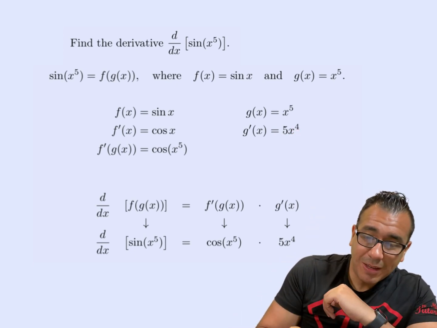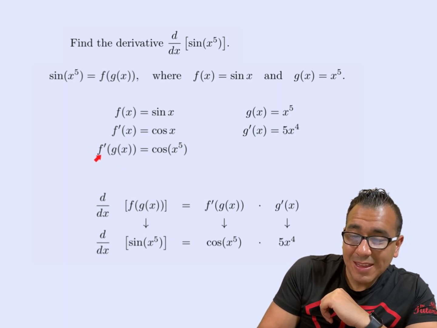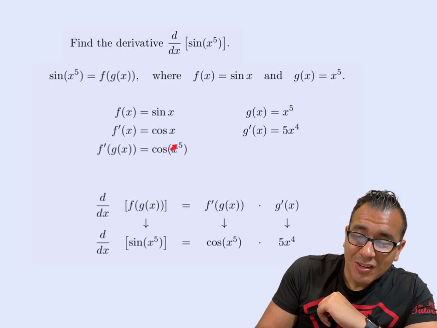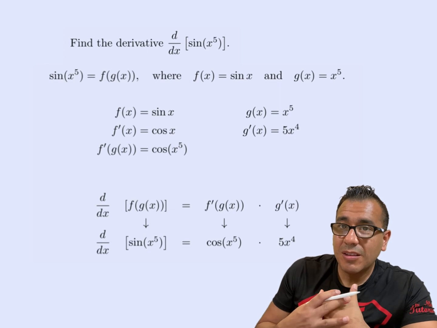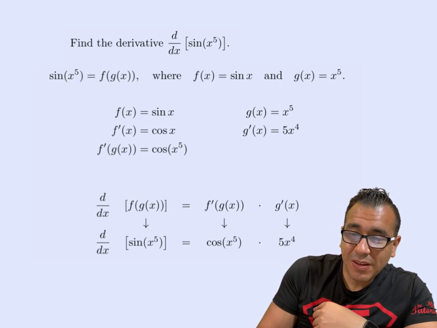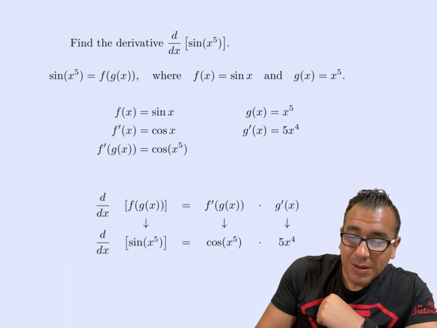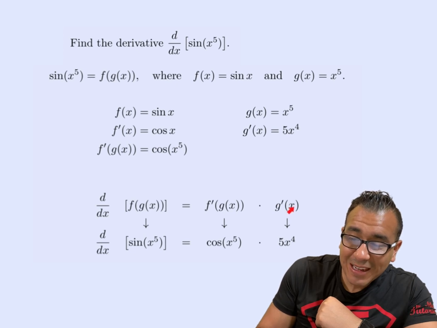Now let's think about only taking the derivative of the outer. Here we take the derivative of the outer, f prime, which is cosine, but remember, our inside, g of x, is x to the 5th. So this represents the derivative of the outside: the derivative of sine is cosine. But you have to leave that inner function the way it is. Now I'm going to multiply this by the derivative of the inside, and that's exactly what's happening here.